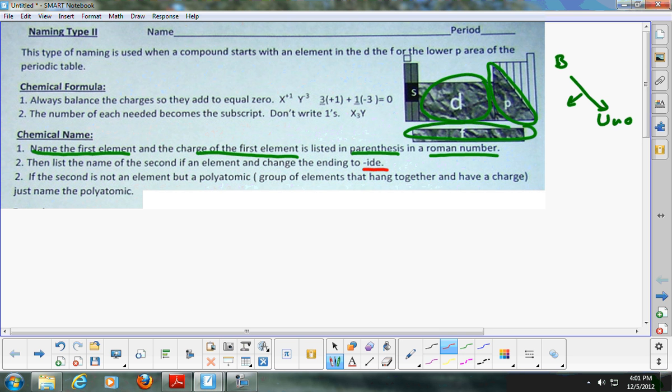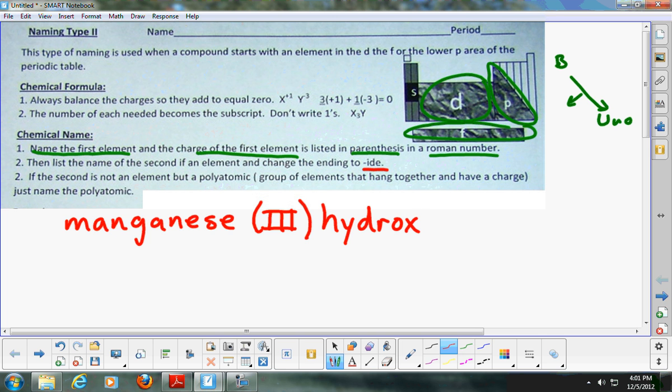So let's do an example here at the bottom. Say that I had manganese, Roman numeral 3, hydroxide. Now, the Roman numeral 3 tells me the charge on the manganese. So manganese has a +3 charge. Hydroxide's one of our polyatomics. We look on the back of our periodic table and find that it is OH minus.